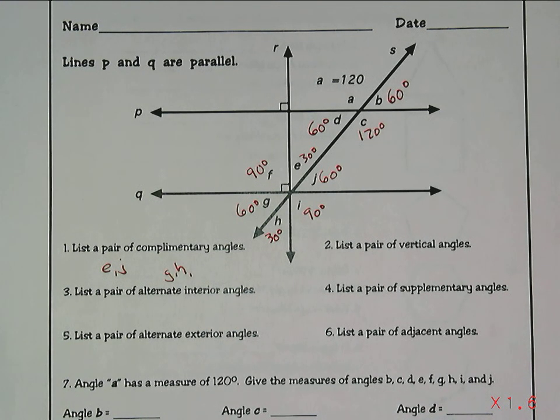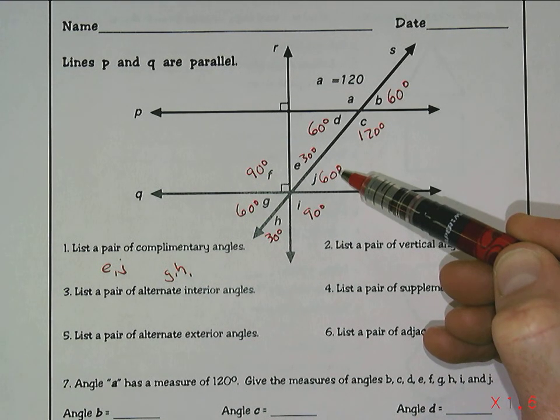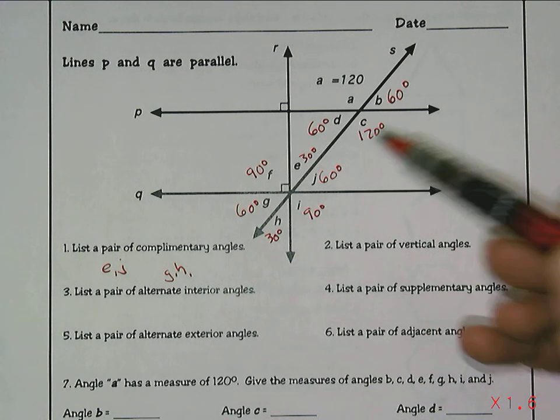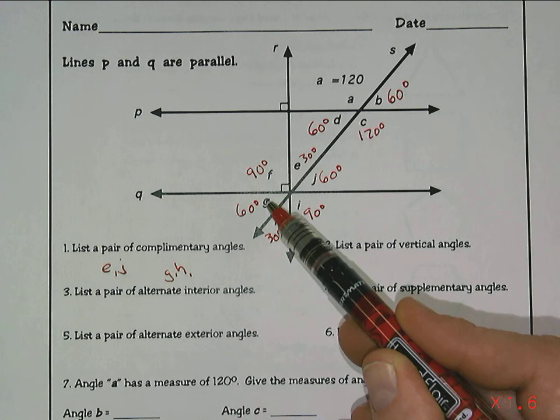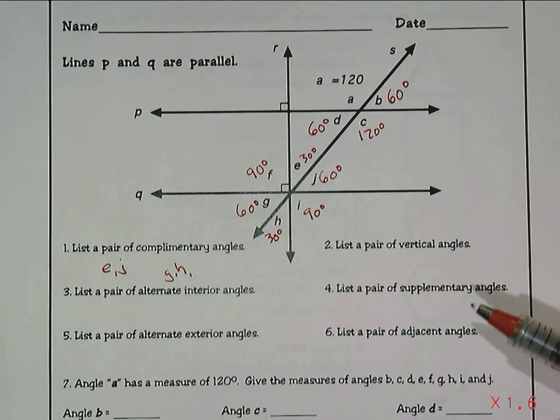So now we're going to move on to answering some of the questions on the page here and just listing some pairs of different types of angles. And I've actually already listed here E and J and G and H for complementary angles, because you can see that E and J are 30 plus 60 is 90. Complementary angles add up to 90 degrees. And G and H also add up to 90 degrees. So this pair and this pair are complementary.